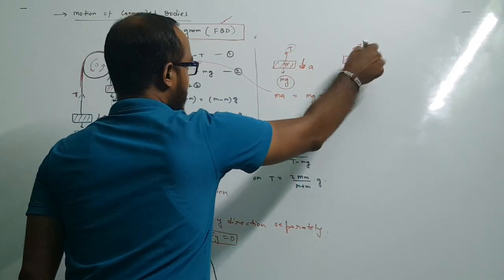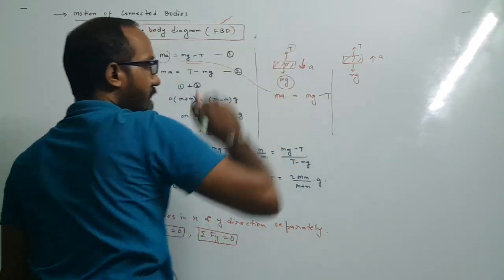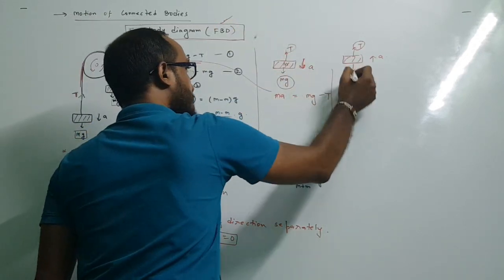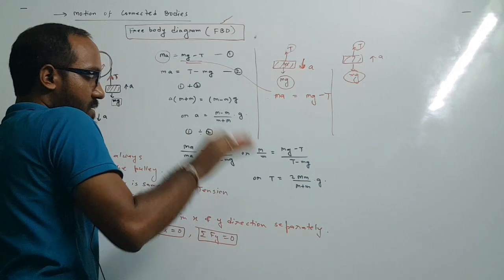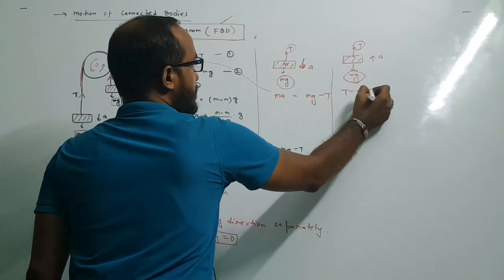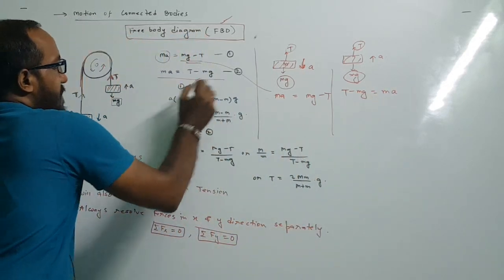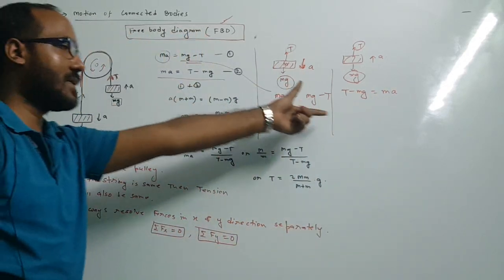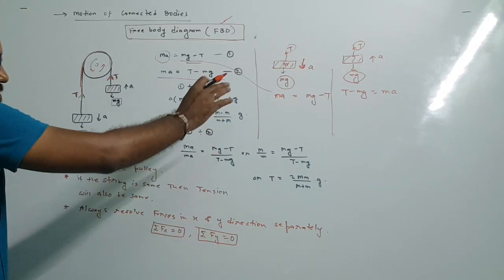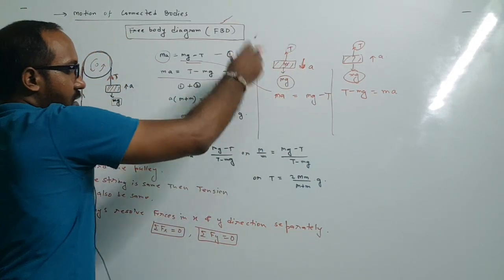What is the equation for this free body diagram? See, the object is going upward. That means this tension is greater than the force which is acting downward. So we can say T minus mg should be equal to small m into acceleration. See, T minus mg equals mass into acceleration. Here we have only the vertical motion, vertical forces.